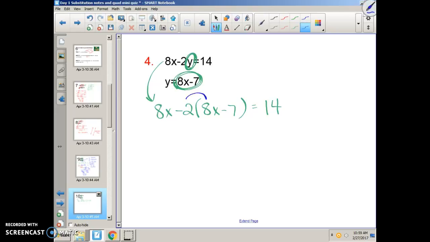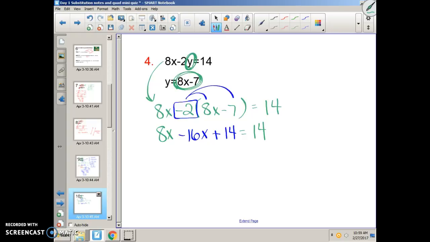From there, you should have distributed. Pay attention to the fact that it's a negative 2. You might have had some issues if you did not use that negative. So negative 2 times 8 is negative 16x. Negative 2 times negative 7. Oops, I forgot the x there. X. And then this is plus 14. And then everything else drops down like before.